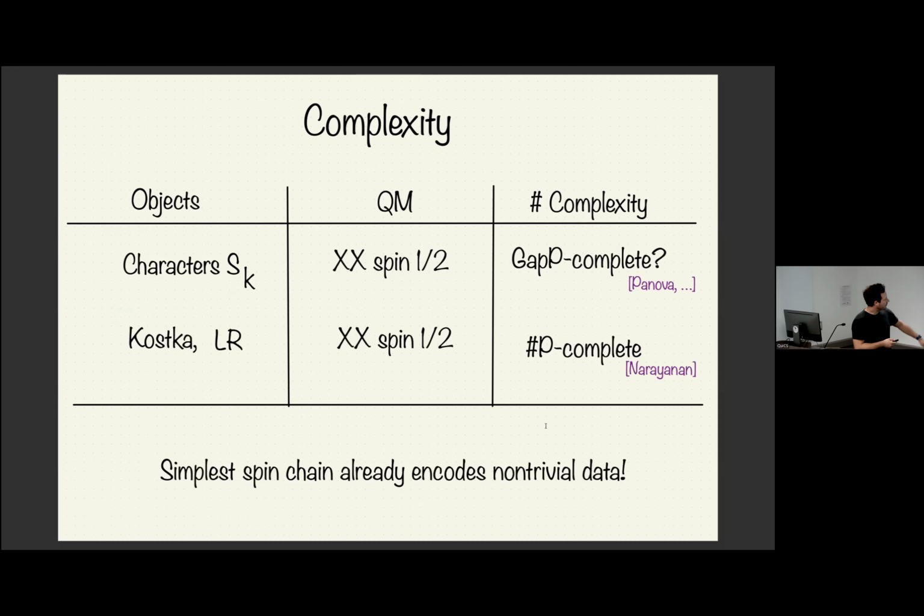More is known about these other coefficients that appear, these Kostka numbers and these Littlewood-Richardson coefficients. Those are known to be #P-complete. So you see that already the simplest spin chain contains quite non-trivial data, which is hard to compute.